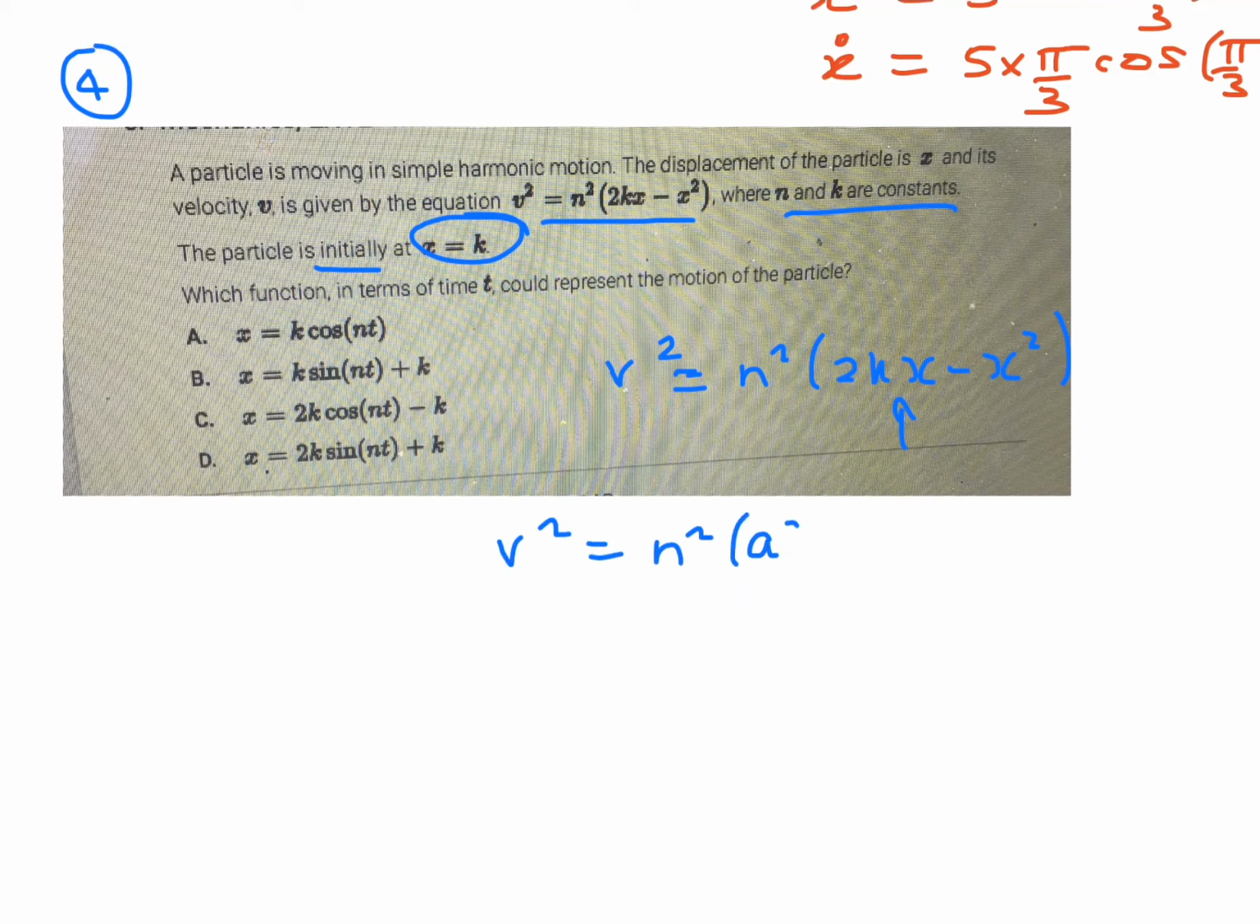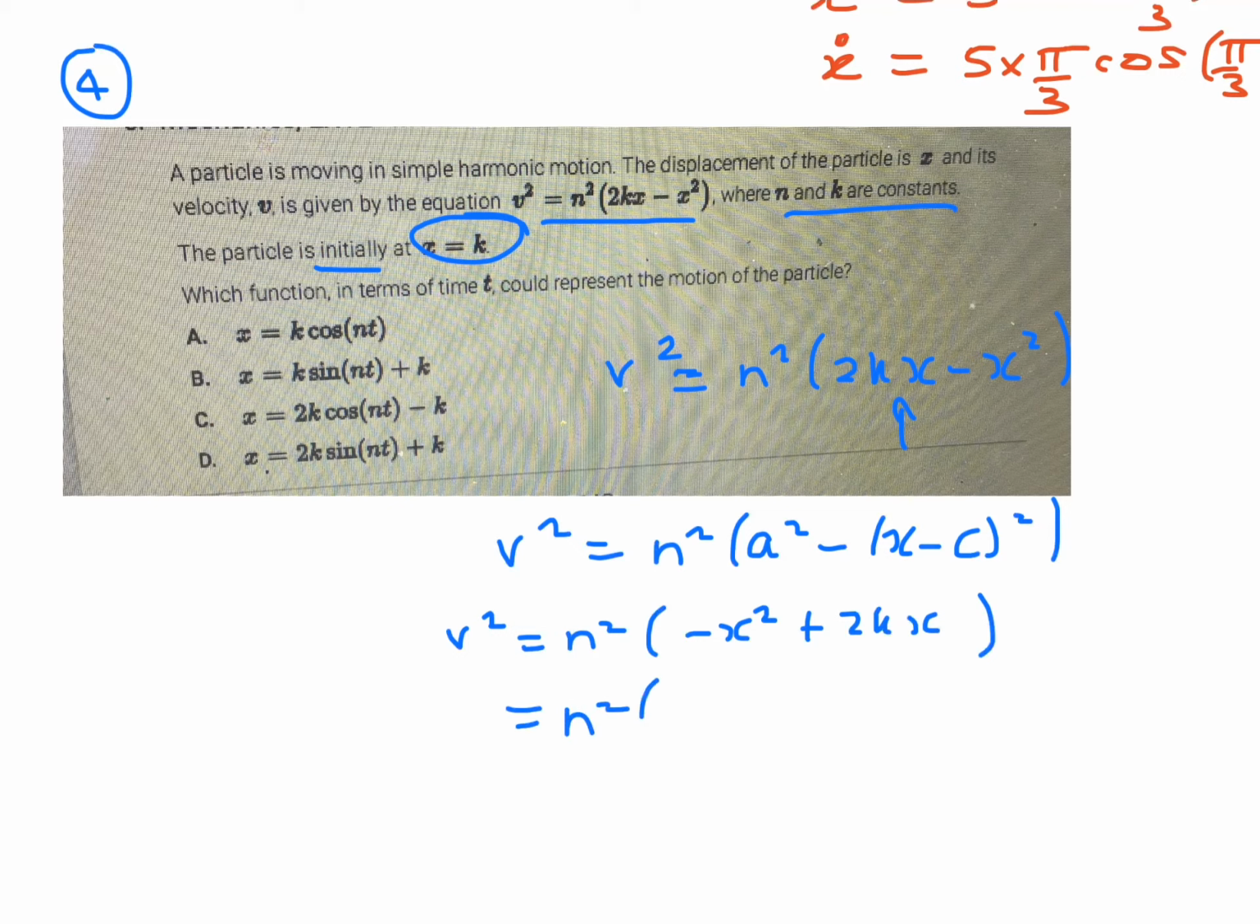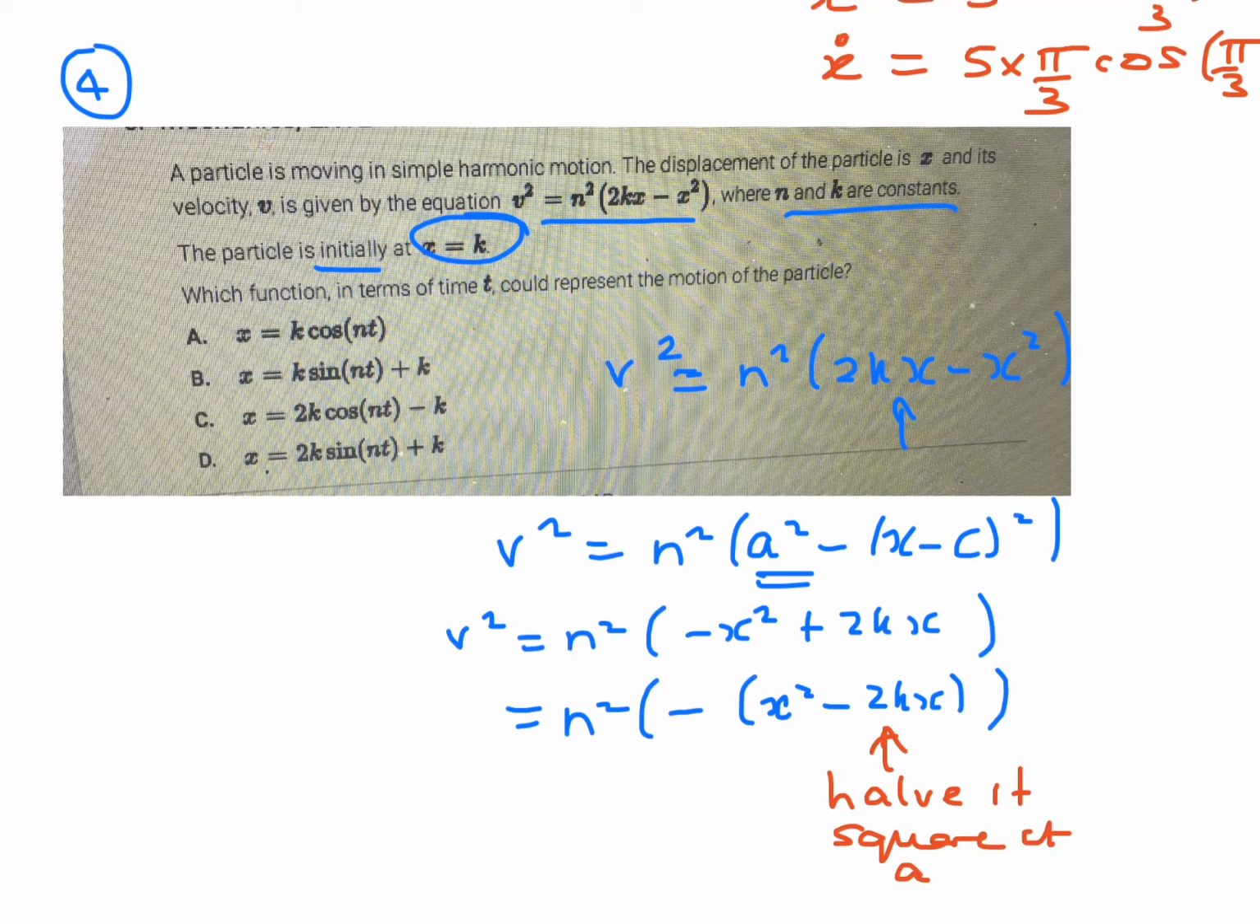Because this has an x there, that means that it's going to model this one. v squared is n squared, a squared minus x minus c squared. Okay, so in order to get that into that form, the first thing you'd need to do is to make the minus n squared come first. So it's minus x squared comes first, plus 2kx. And then because it's a squared minus x squared, let's take the minus out and you get x squared minus 2kx. Alright, so we need to complete the square. So we're going to halve it, square it, and then we're going to add it.